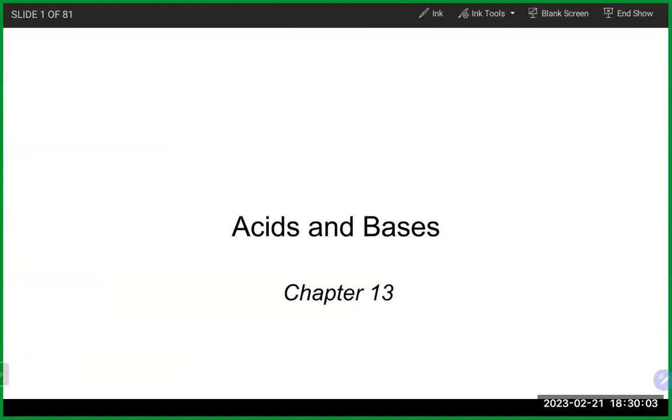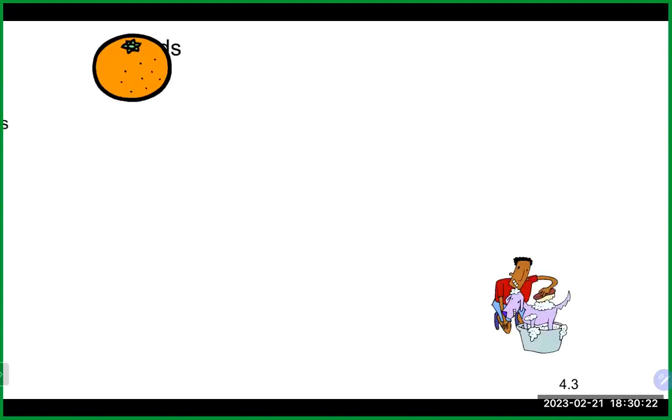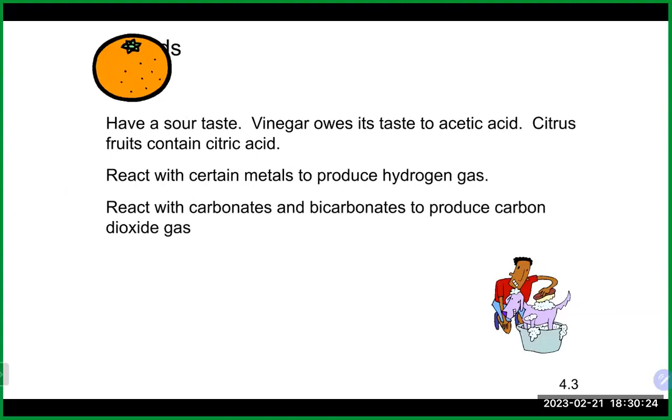So off chapter 13, which is, I hope, acids and bases. So we're going to get into acids and bases. There's kind of two parts to the chapter, kind of basic sort of acid and base chemistry. And then we'll get into some weak acids and weak bases and how to handle those. So first off, an acid, hiding behind the orange there.